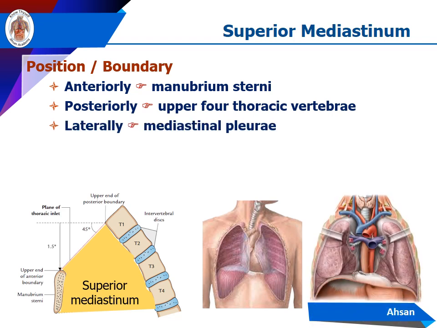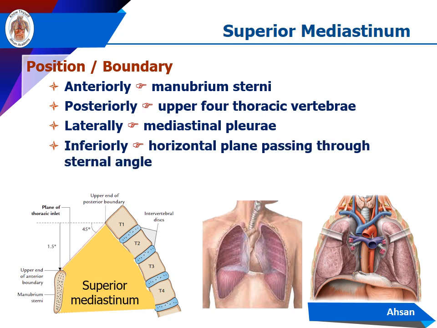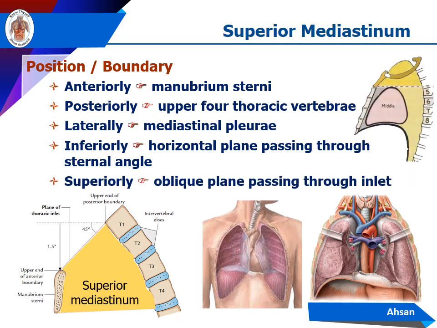Laterally, naturally, the mediastinal pleura is there. Below is the horizontal plane passing through the sternal angle, and above it is the plane passing through the inlet, also known as the superior thoracic aperture. So this area is the superior mediastinum.